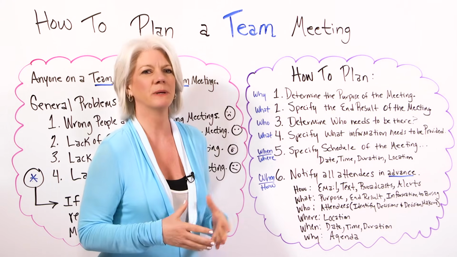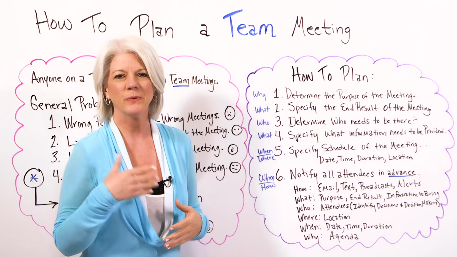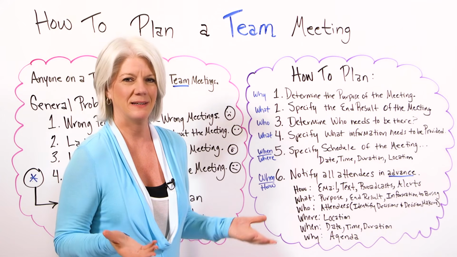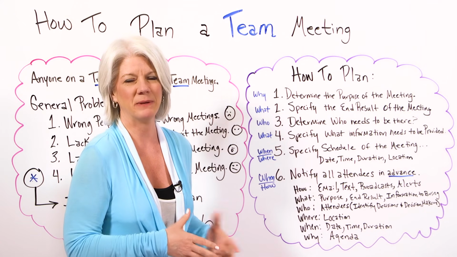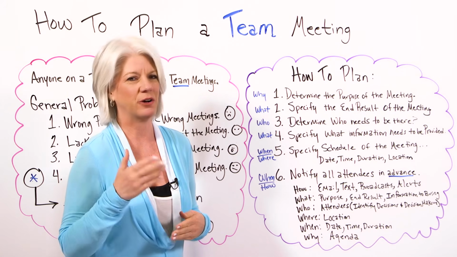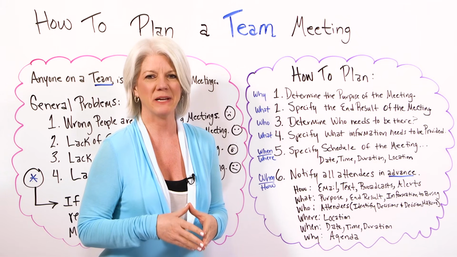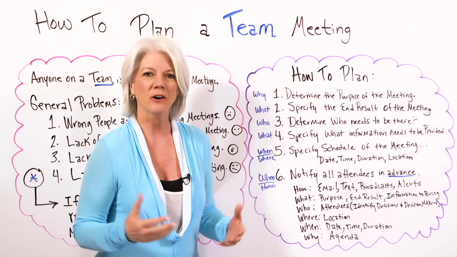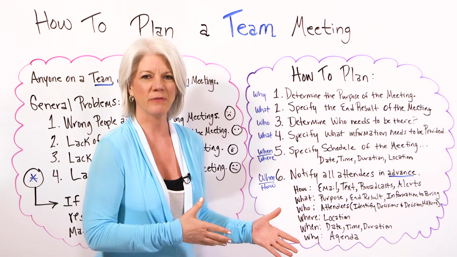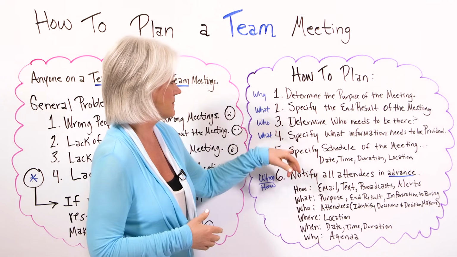Number 3, determine who needs to be there. So you want to make sure the right people are there. Respect their time. If they're not supposed to be there, they're not going to be engaged, and it wastes a whole lot of time, and that consumes the budget on your project. Number 4, specify what information needs to be provided. Also let them know, are you going to provide it, or are they expected to provide the information?